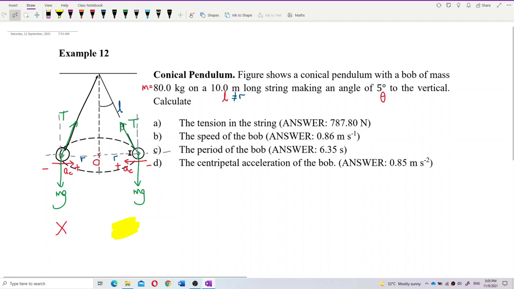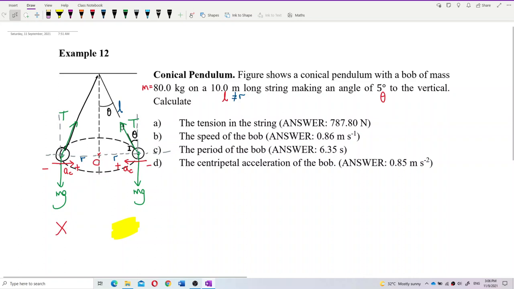How to find the R here? We can use trigonometry. We need the angle theta here. This angle theta is actually the alternate angle to this angle over here. This angle is the same as this angle because they are alternate angles, and the angle is 5 degrees.